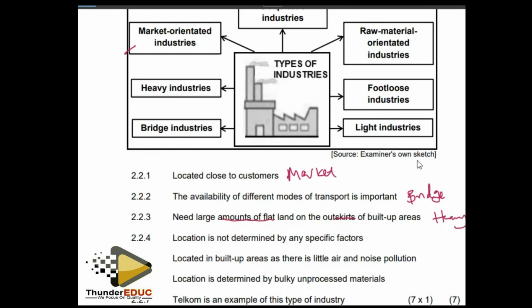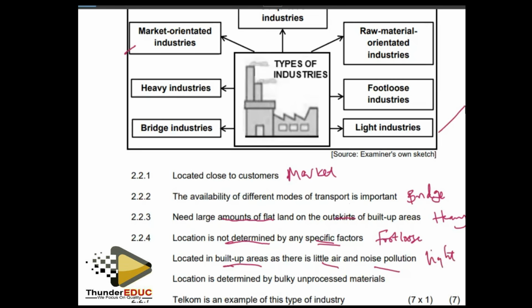Then 2.4. Location not determined by any specific factor. That means you can put it anywhere. It's loose. So it becomes footloose. The next one is located in built-up areas as there is little air pollution and noise pollution. This is light industry. You can find it in one's house. You can find it anywhere. So we say here light.